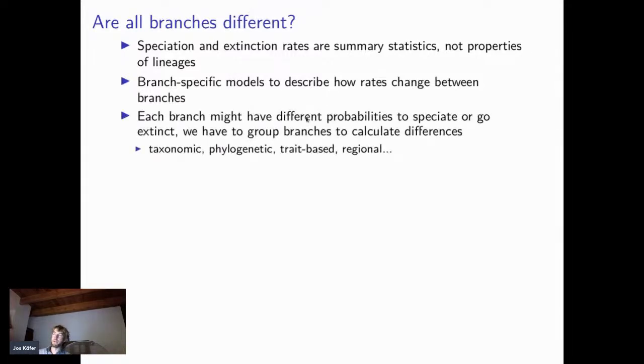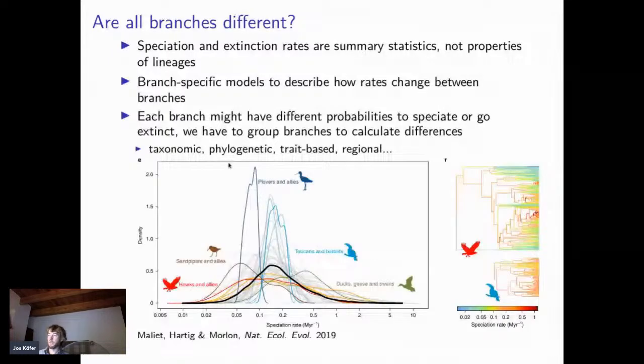And then you can get branch-specific rate estimates from these models. But if each branch has different probabilities to speciate or to go extinct, we have to group these branches to calculate the differences. So you can group them by taxonomy, by phylogeny, or by traits. And this is what they did in a study that proposed branch-specific models, by the team of Hélène Morlon.